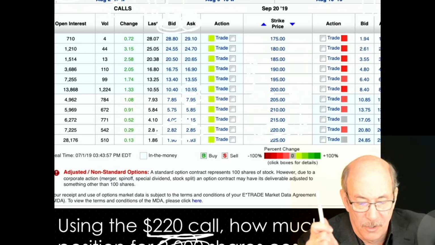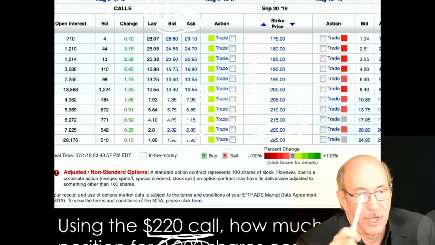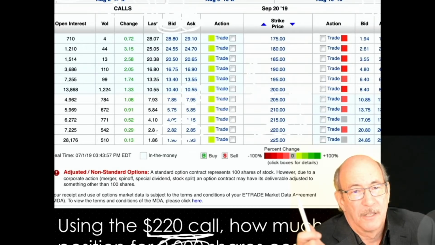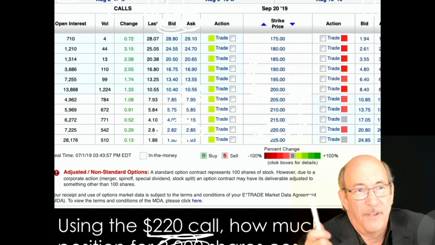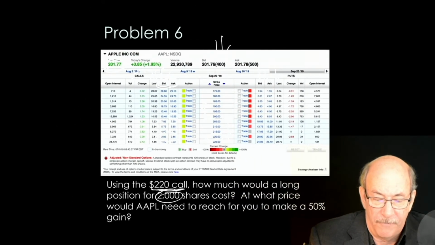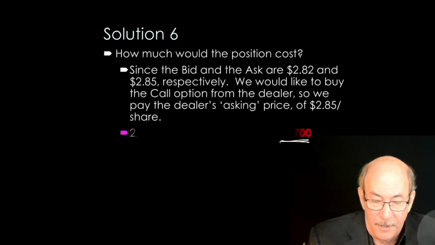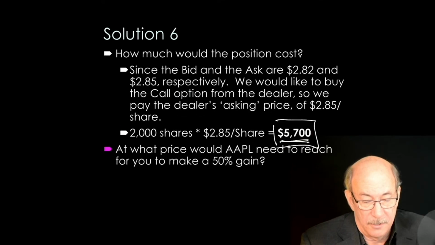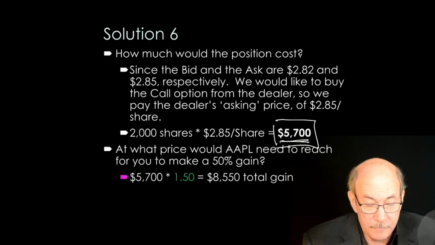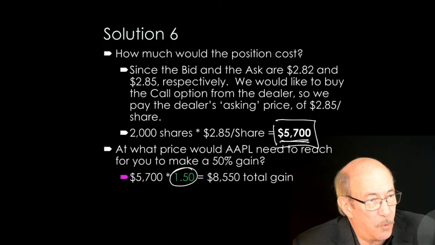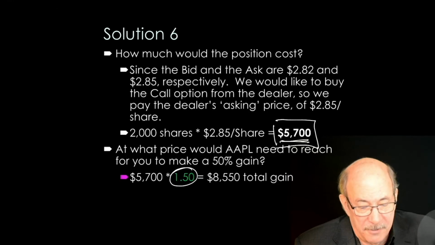So $222.85 is our break-even point. Anything above $222.85, we start making money. So in order to have a 50% return, 50% of what? Well, 50% of the original $5,700 cost. So let's work that out. Here's recouping our capital, and then the 0.5, obviously, is our 50%.